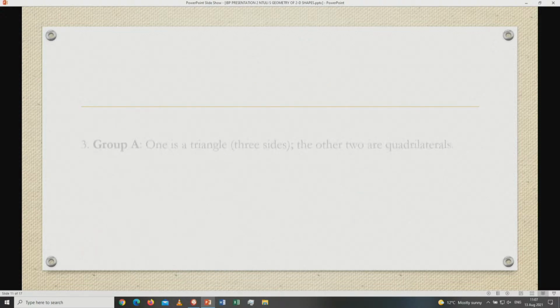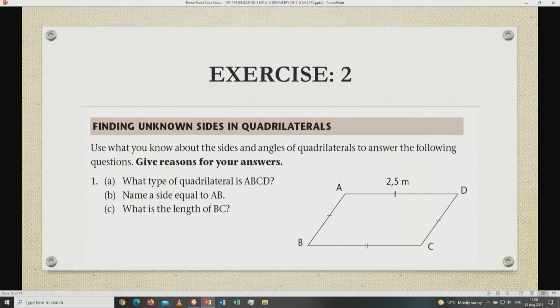Now let us move on to exercise 2. Here we are finding unknown sides in quadrilaterals. The instruction says, use what you know about the sides and angles of quadrilaterals to answer the following questions. Give reasons for your answers. Right, guys, I will just give you a teaser exercise for 2 minutes, just to check where we will make mistakes and we'll correct them later on. So your 2 minutes, guys, begins now.